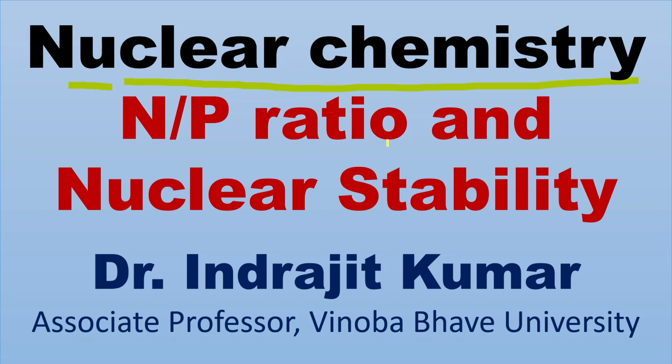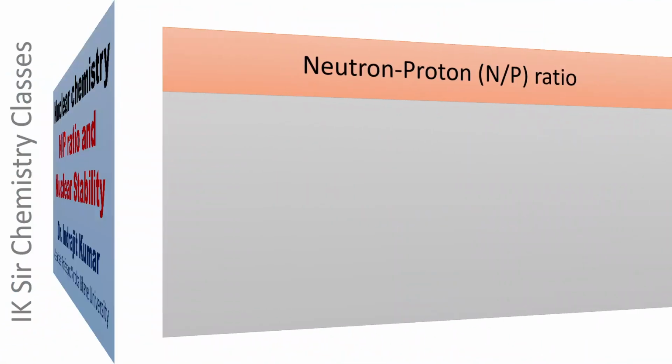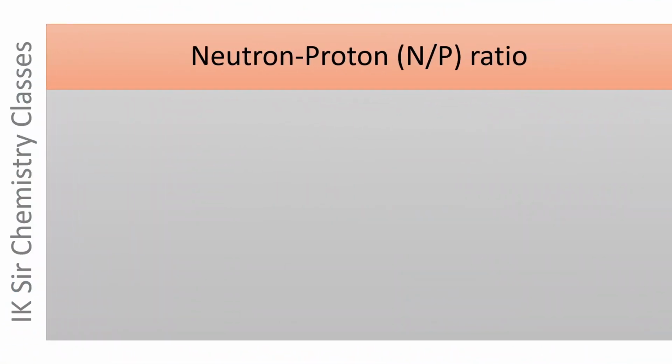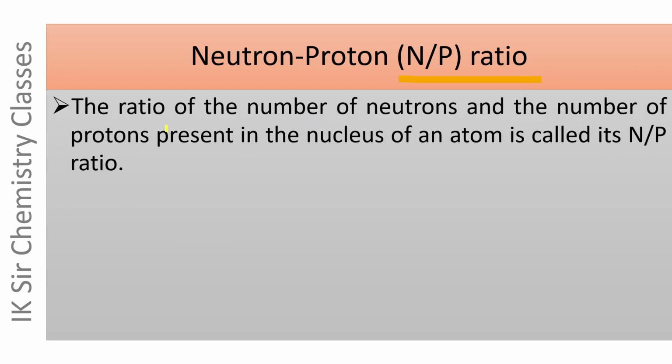In this video, we will discuss N by P ratio and nuclear stability. Let us first see what the neutron-proton, that is N by P ratio, is. The ratio of the number of neutrons and the number of protons present in the nucleus of an atom is called its N by P ratio.